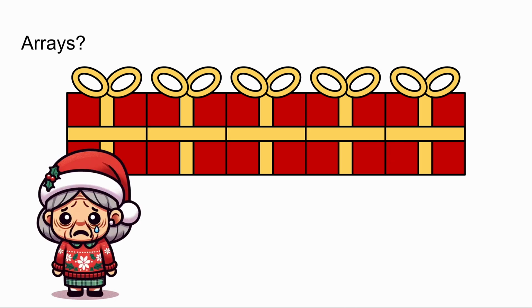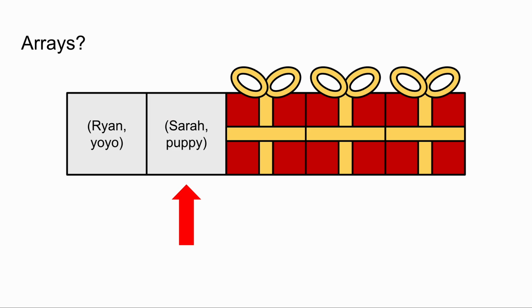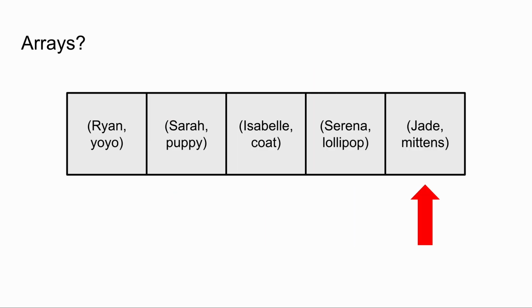Grandma takes this array and is pretty excited at first. Then she starts to wonder, what does Jade want for Christmas? Unfortunately for Grandma, she cannot see all the contents of the array at once, so she must iterate through the array until she finds Jade. This might be okay for 5 grandchildren, but what if Grandma had 100 grandchildren? 1,000 grandchildren? We can see that this can get pretty inefficient.